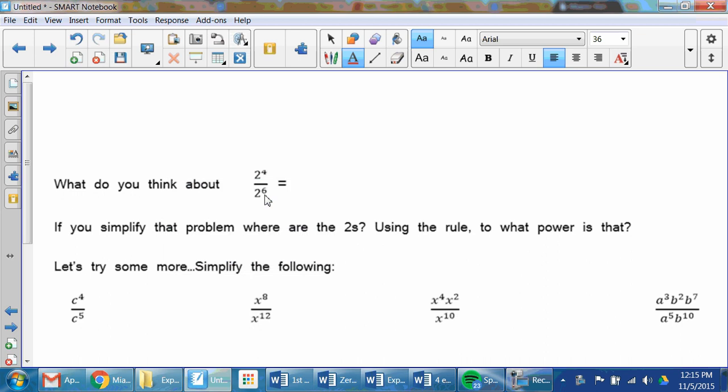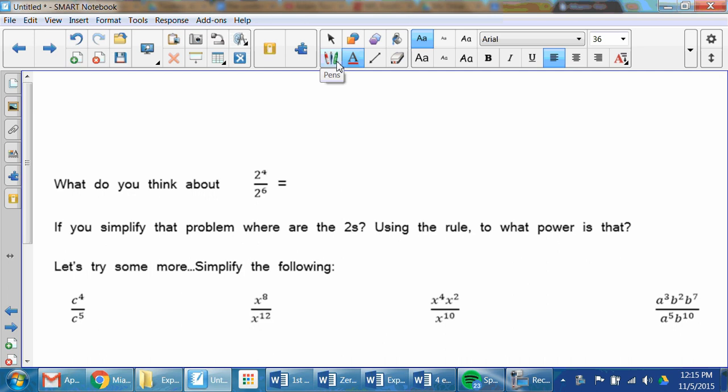The following video is going to be about negative exponents. This is a new concept that we've been adding on. I'm going to go through a note sheet here to help you with negative exponents. First thing says, what do you think about 2 to the 4th divided by 2 to the 6th?